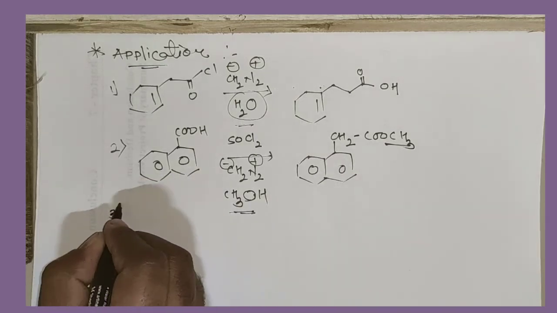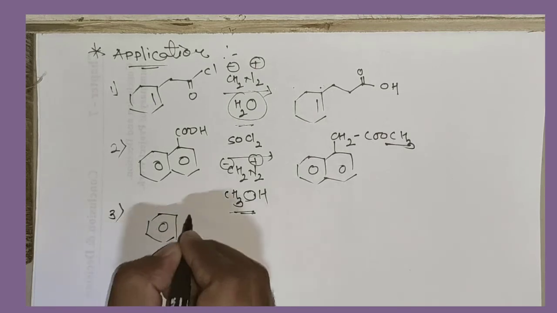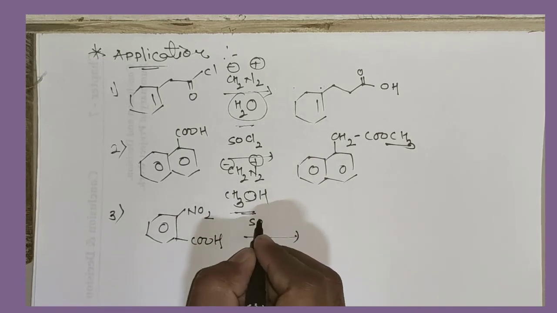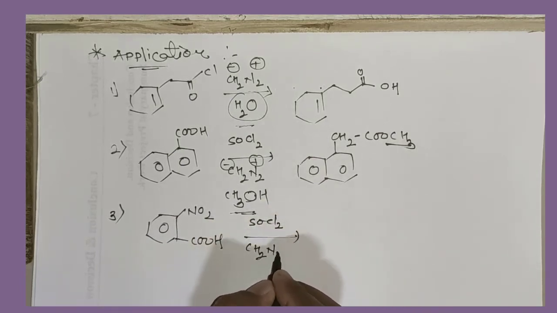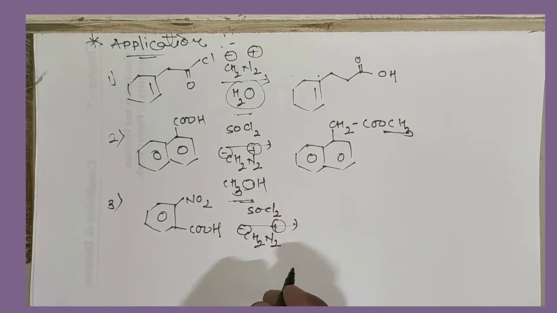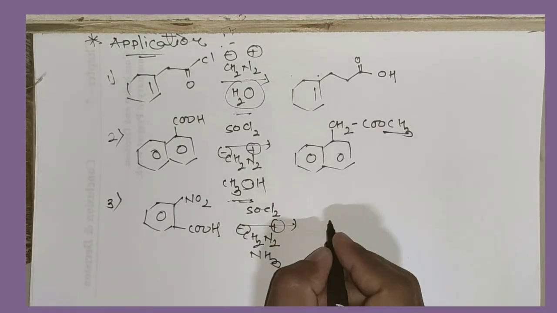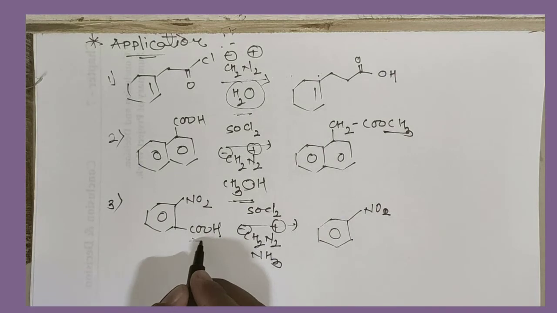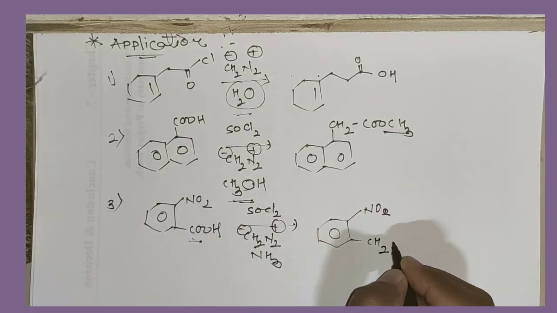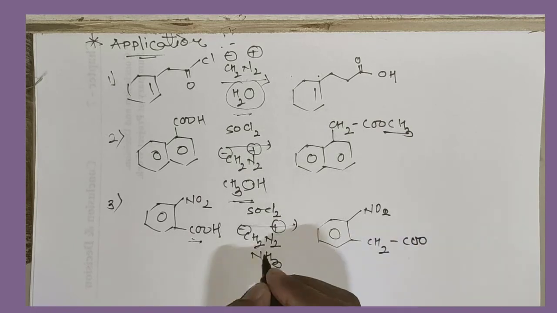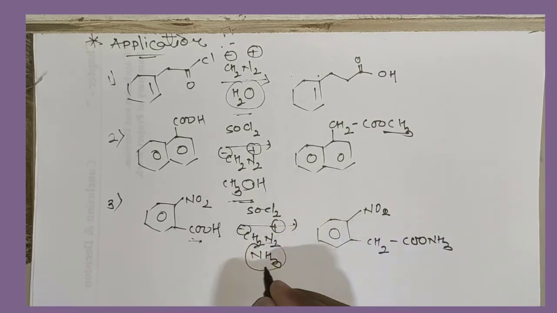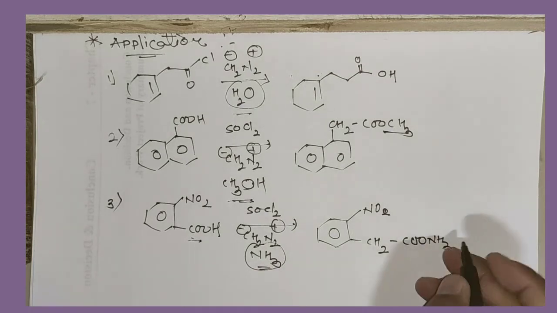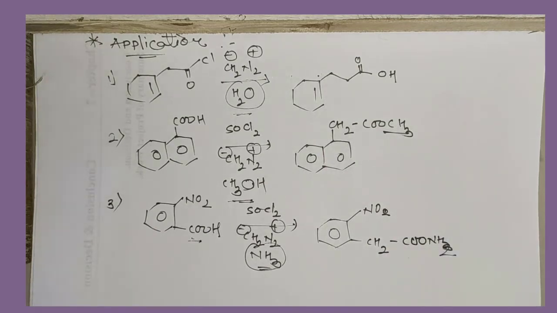Let me take one more example. Suppose ortho-nitrobenzoic acid is the starting material. It reacts with SOCl2, then diazomethane, and then lastly we add ammonia. So the probable product has NO2 as it is. Here one carbon, we are adding one more CH2. Ready? And the final product is an amide. How do you define that? On the basis of this reagent. If you are adding ammonia, then the final product is an amide, COONH2. Clear?